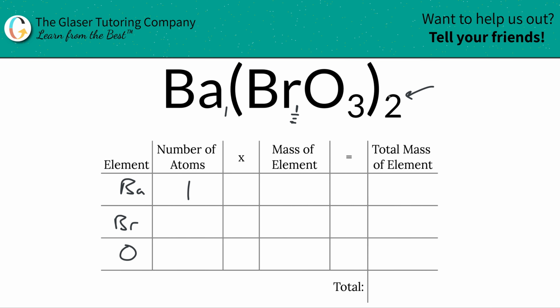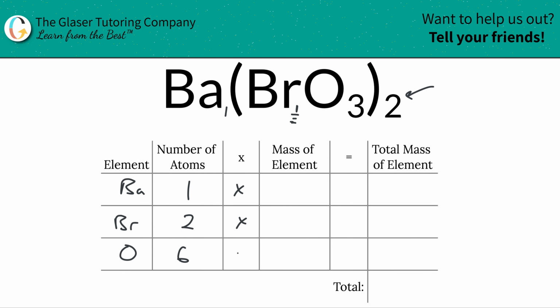The way to look at that is you simply take the outside subscript and multiply it by the inside subscript of that particular element to find the total amount of atoms of that element. So it's simply going to be a 2 here for bromine, and we can follow that same logic, and it would be 6 then for oxygen.